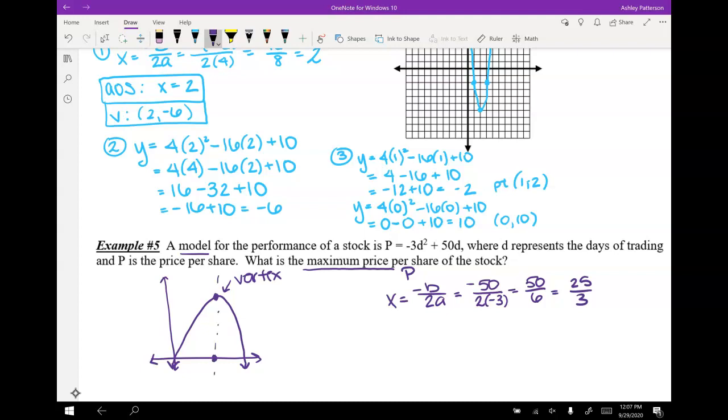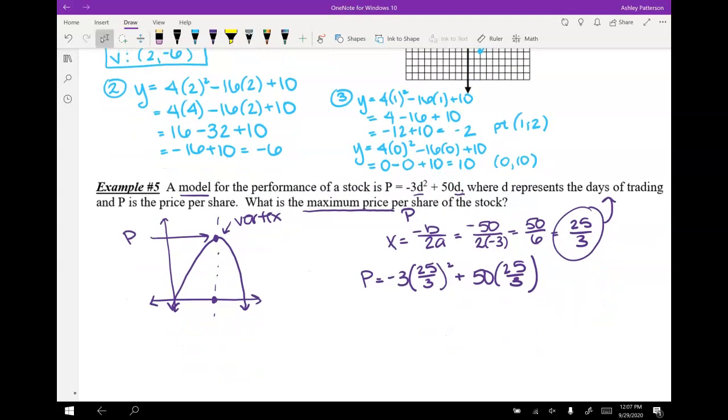This right here represents D, because you'll notice D is the input. So this represents the days of trading. However, that's not what we're being asked for. We're being asked for the maximum price per share. So we need to take the 25 thirds and substitute it in for D. So we get negative 3 times 25 thirds squared plus 50 times 25 thirds. And you'll notice I'm not putting it into decimal form because I need an exact answer. I can approximate at the end, not in the middle.